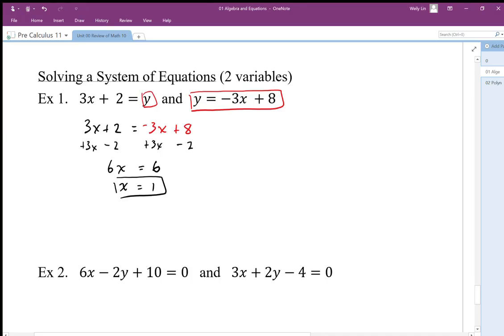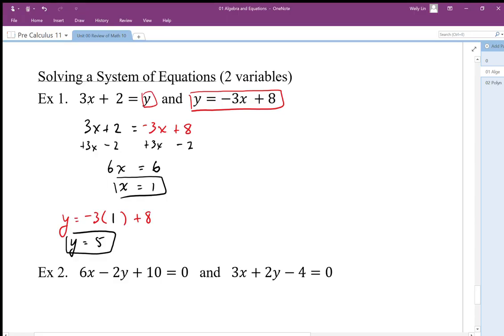Okay, so I haven't solved this yet because I actually have to solve for the other variable. Remember that there's two variables involved, so I need a solution for x and y. Now to solve for y, I'm just going to plug it back into this original equation. y is equal to negative 3x plus 8. Well, I found out x was 1, so when I plug it in, I get y is equal to 5. There's my solution.